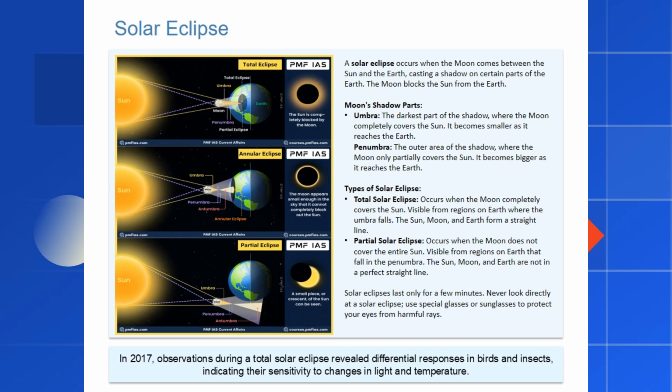Here's an intriguing fact about solar eclipses. During the total solar eclipse in 2017, scientists observed that birds and insects exhibited differential responses, highlighting their sensitivity to the sudden changes in light and temperature.